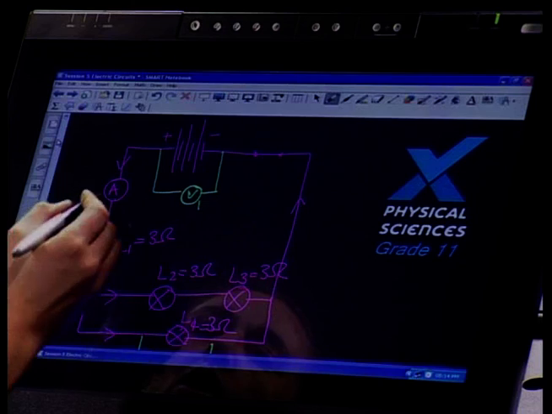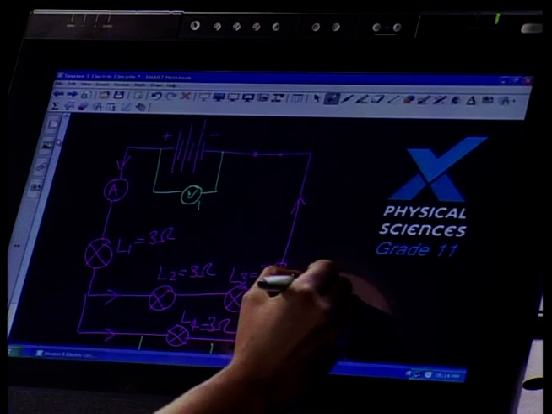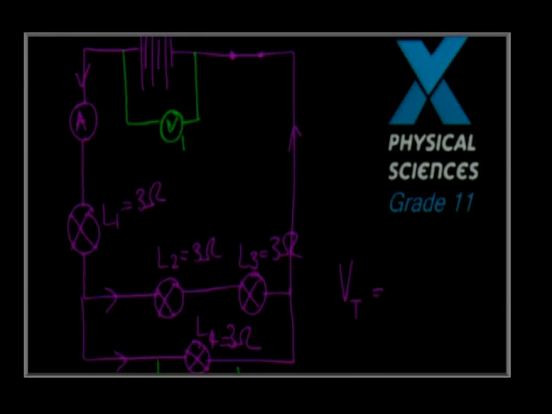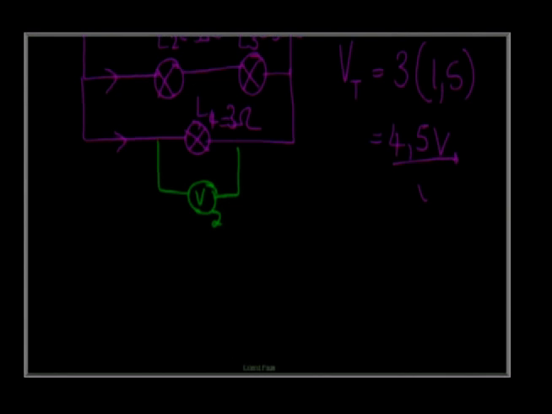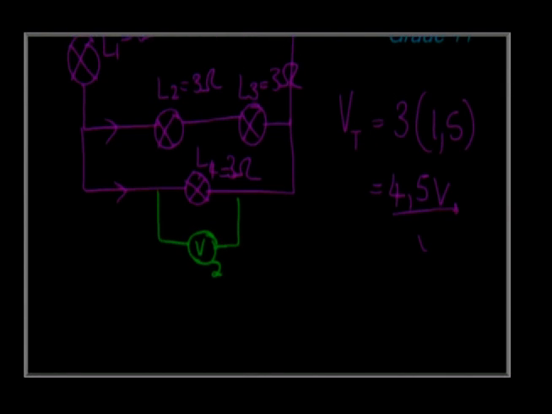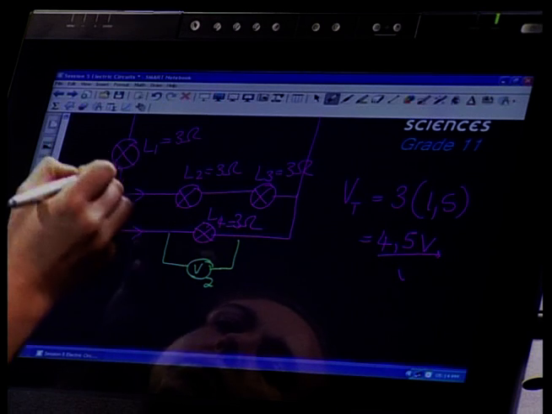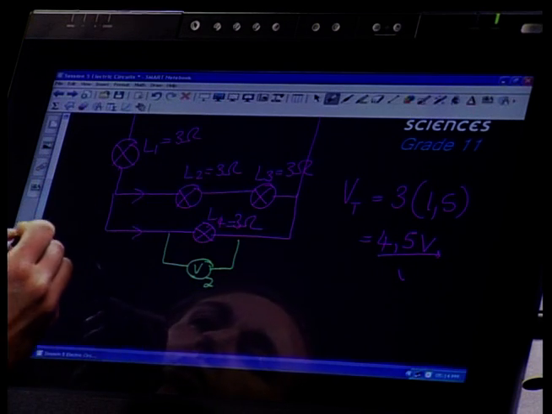Now, our total potential difference comes from the 3 cells that we have, and each cell has a potential difference of 1,5 volt. So your total potential difference works out to be 4,5 volts for this circuit. We are going to use that information together with our total resistance over here. Remember, the total resistance would be the series connected light bulb and then the 2 light bulbs over there.